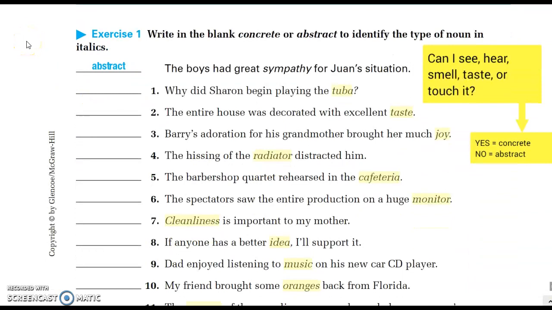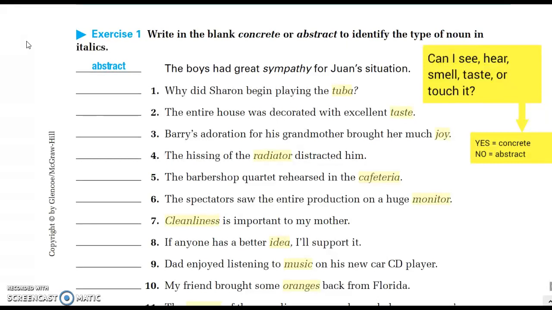Taking a look at exercise 1, it tells you to write in the blank concrete or abstract to identify the type of noun in italics. I've highlighted the nouns for you. In the example, it says, the boys had great sympathy for Juan's situation.